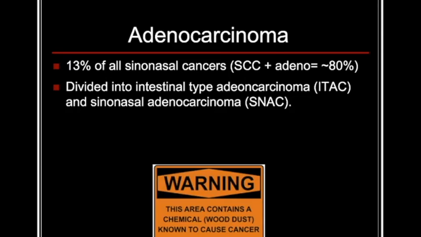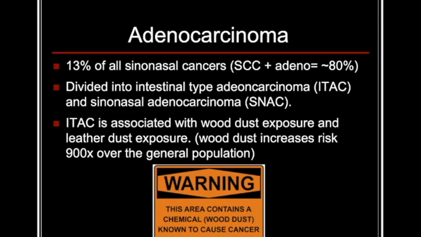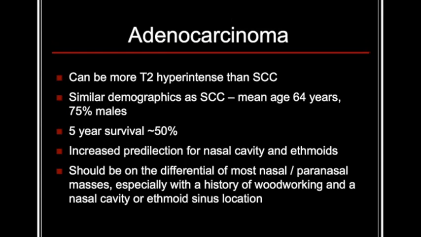It's divided into two different types, an intestinal type adenocarcinoma and a sinonasal adenocarcinoma, the SNAC type. The intestinal type adenocarcinoma is associated with wood dust exposure and leather dust exposure. And in fact, the association with wood dust exposure is pretty significant. It increases the risk 900 times over the general population.